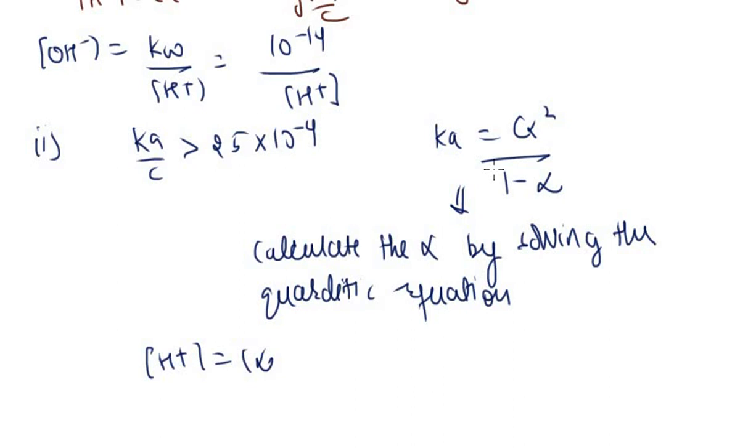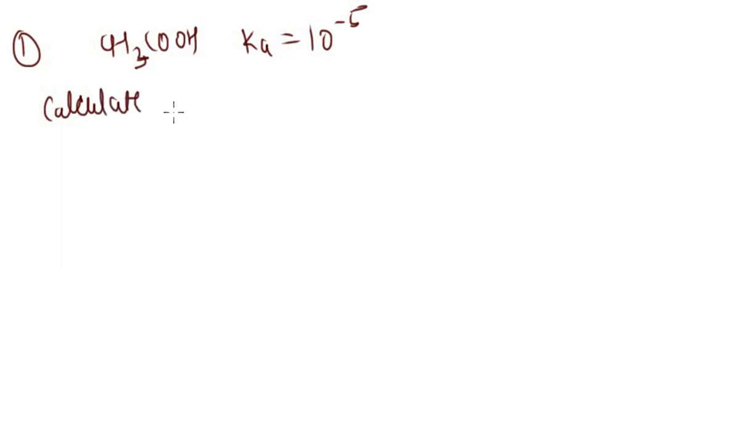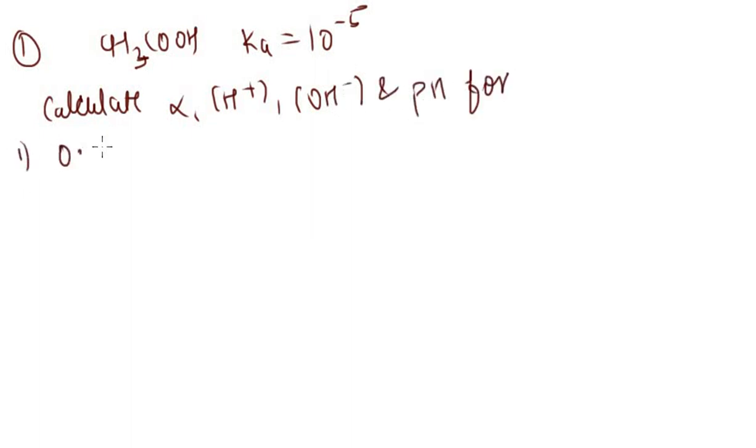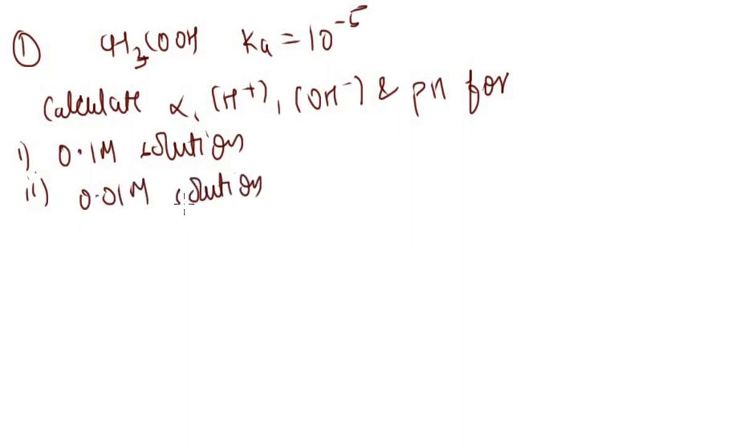How do we calculate the H plus and all the things? Now there is going to be a lot of practice regarding these questions. So let's write question number 1. You have acetic acid. Acetic acid is a weak acid, Ka is given as 10 to the power minus 5. Now you can calculate alpha, concentration of H plus, OH minus and pH. First, you are given a 0.1 molar solution, and second, you are given a 0.01 molar solution.